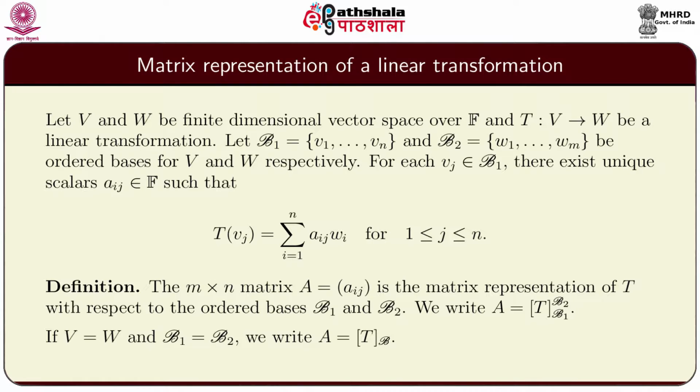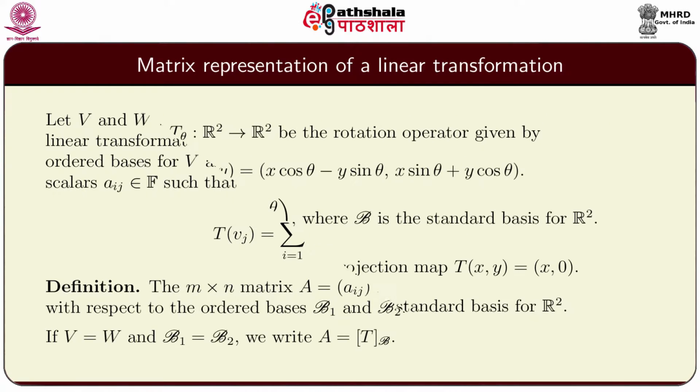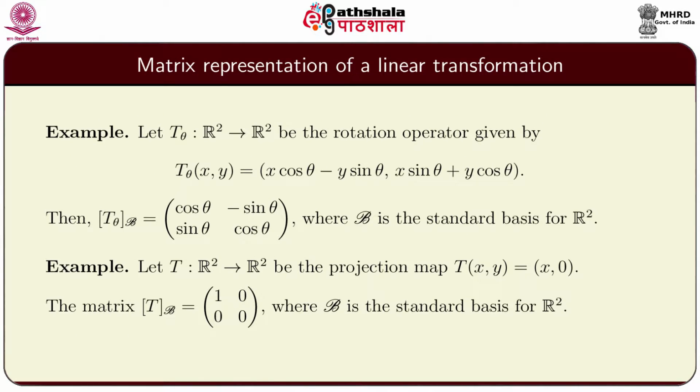So, at this point of time, it would be natural to ask, is it so that if the linear transformation is fixed but the choice of ordered bases are different, then it would give rise to different matrices? And how are these matrices related? Let us first understand the definition well through these examples.